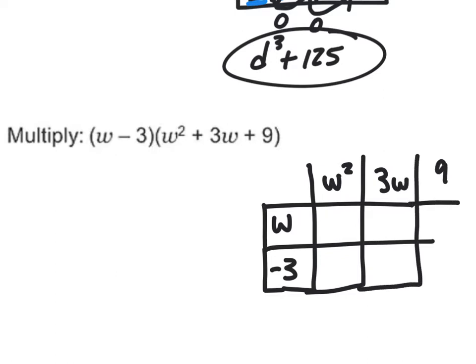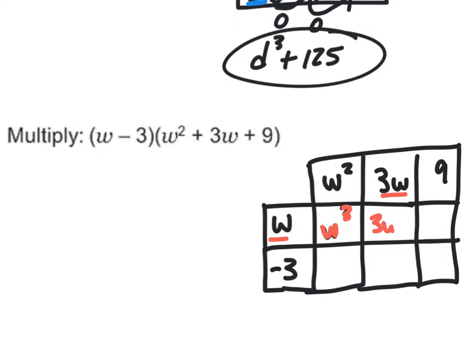And then I've got positive 9. Okay, so here's my box method. I'm going to take w times w squared, which is going to give me w cubed. Let me do w times 3w, which gives me 3w squared. And then w times 9, which gives me 9w.